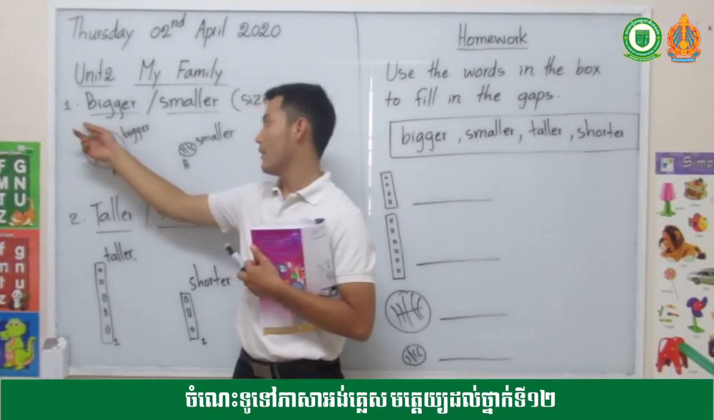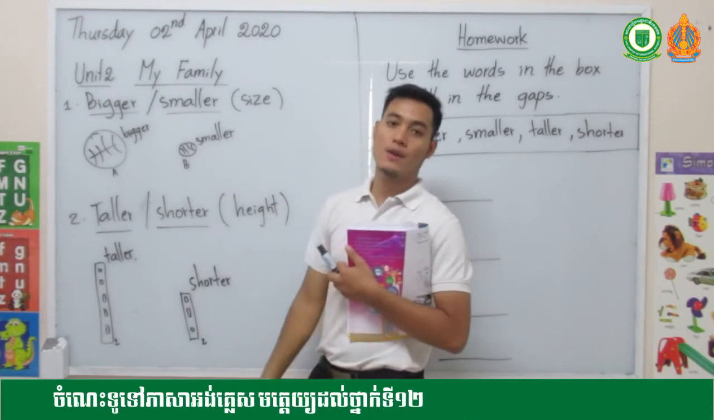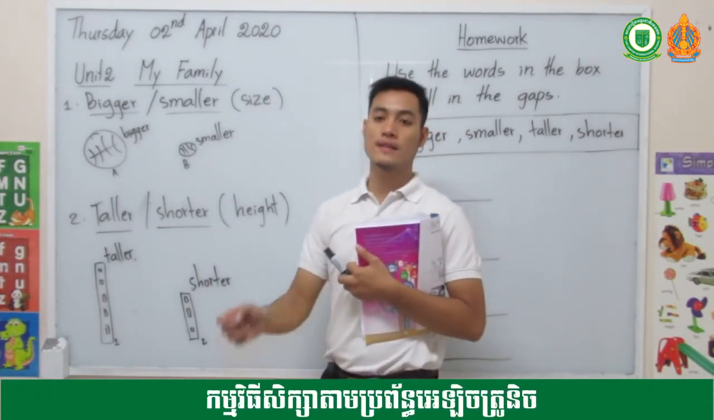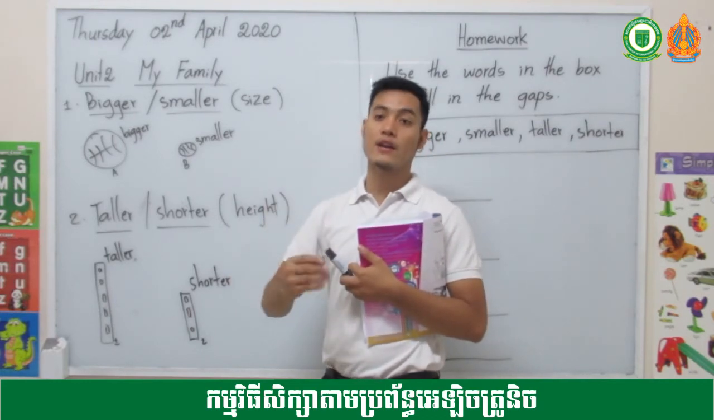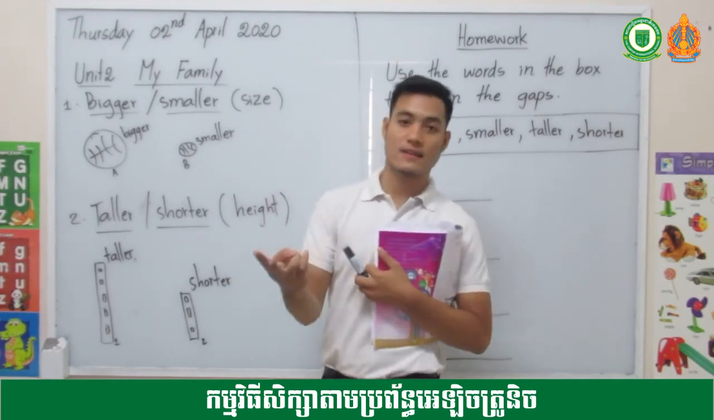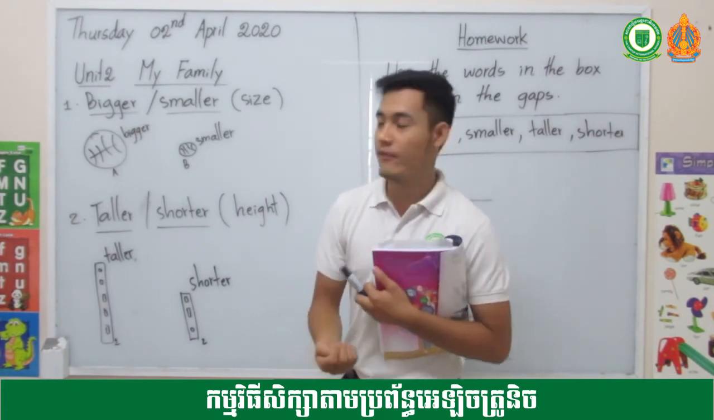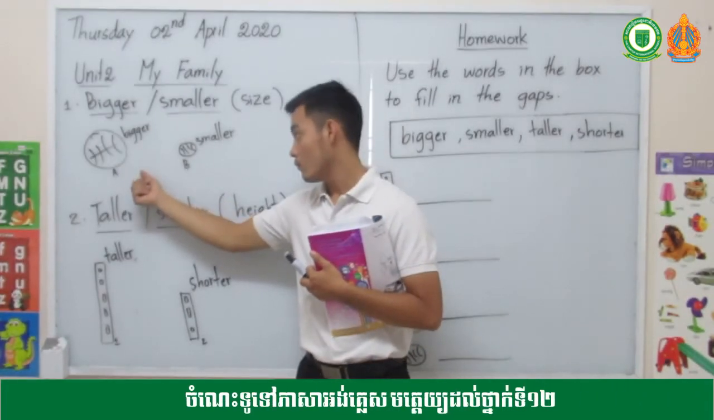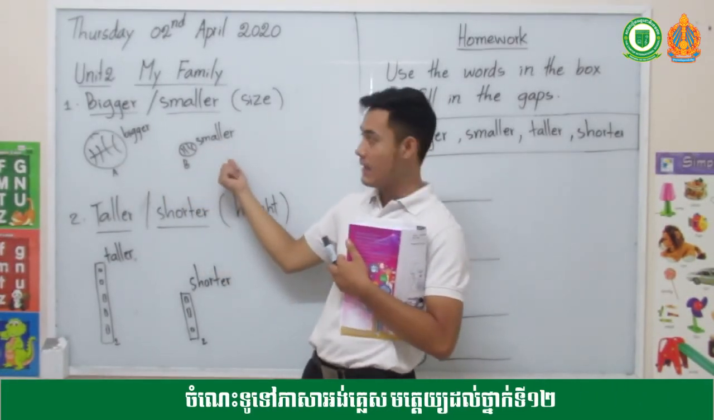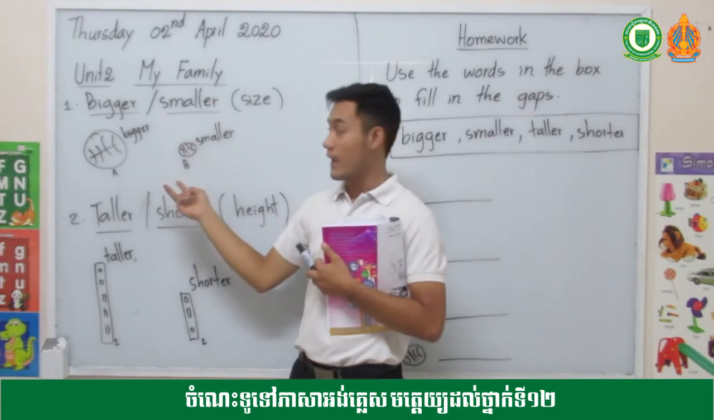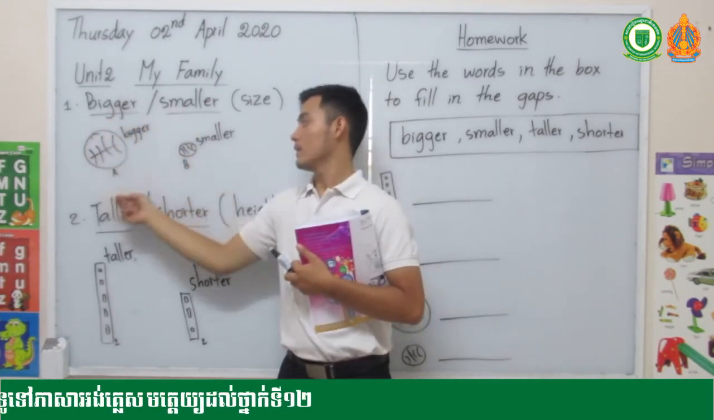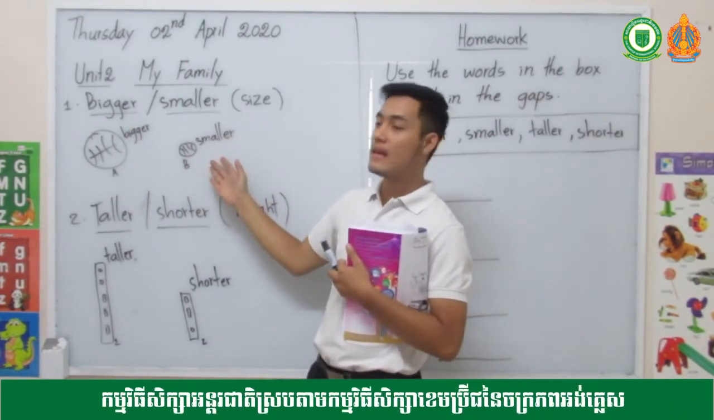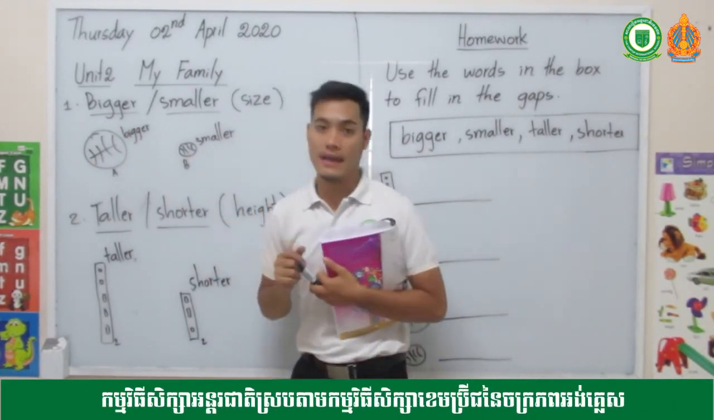And number one about the words bigger and smaller. We use the words bigger and smaller when we want to compare the size of two things to find out that it's smaller or it is bigger. As you know, if you look at the picture here, there are ball A and ball B, and then you compare these two balls, and you really can answer that, oh, ball A is bigger than ball B, or you can say ball B is smaller than ball A.